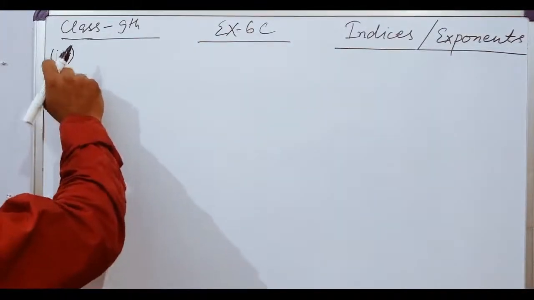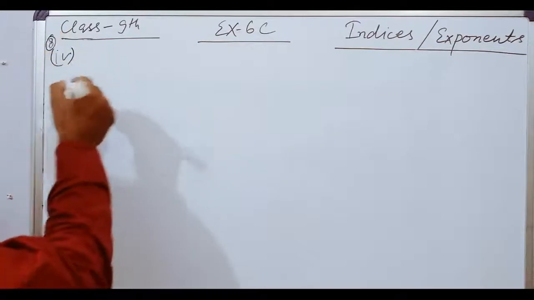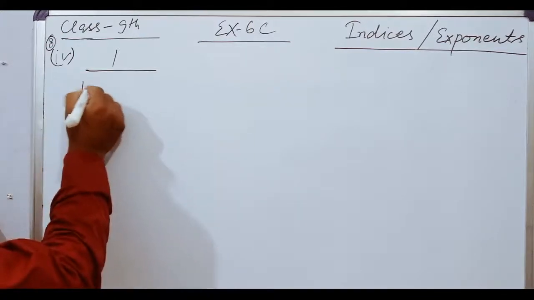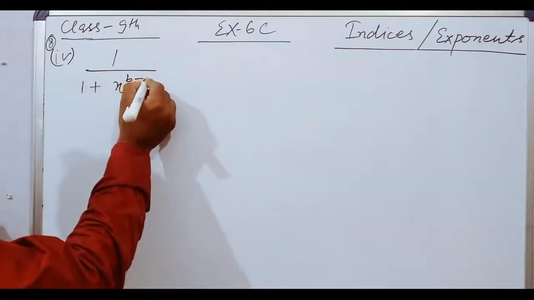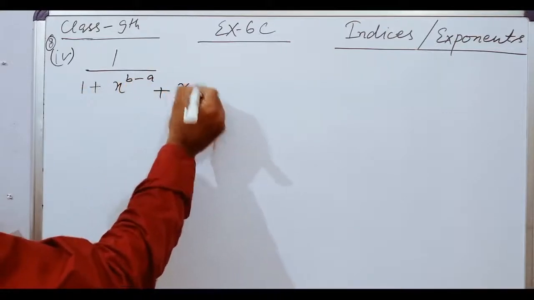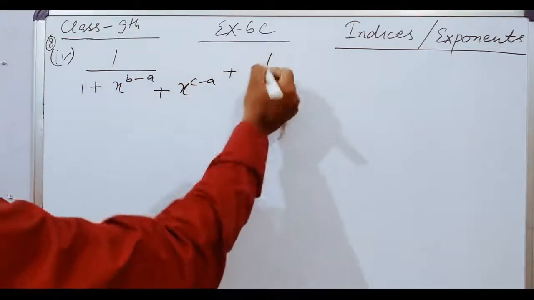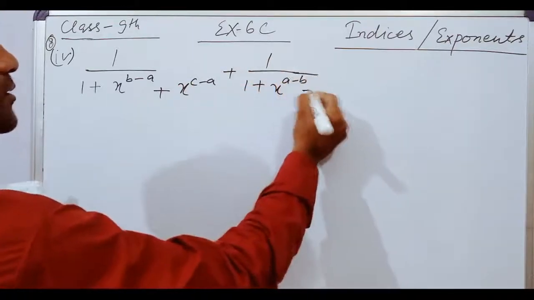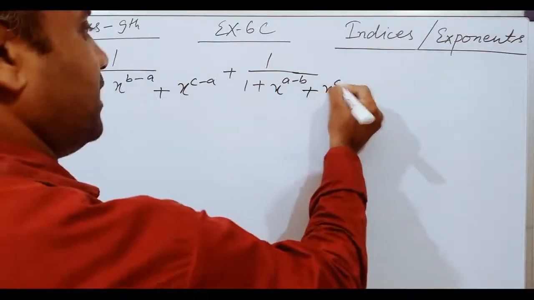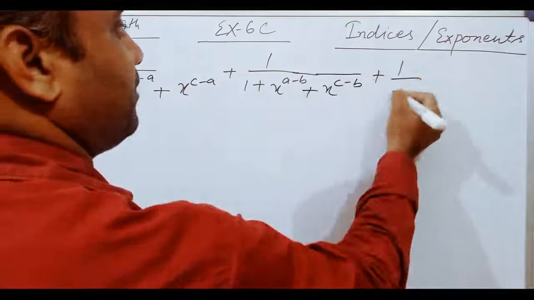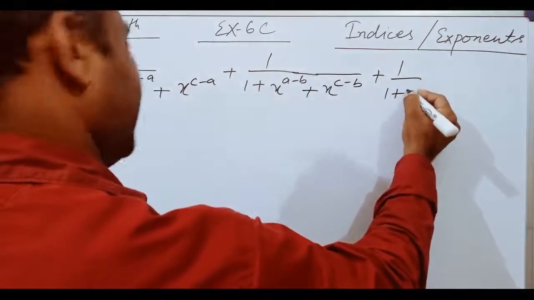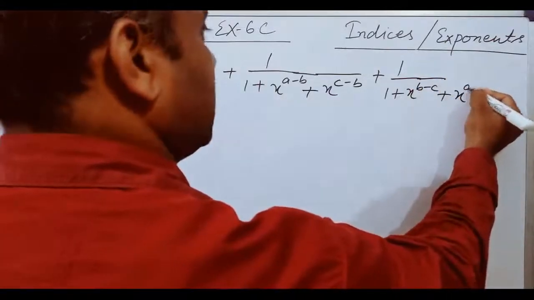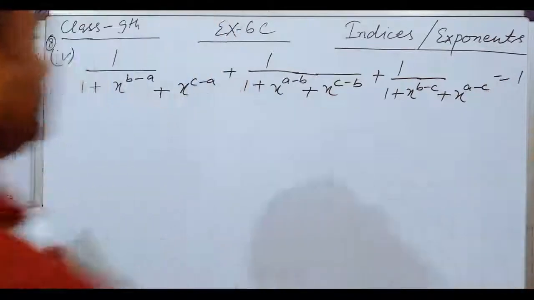Now question number 8, fourth part. We have to prove that 1 upon (1 + x^(b-a) + x^(c-a)) + 1 upon (1 + x^(a-b) + x^(c-b)) + 1 upon (1 + x^(b-c) + x^(a-c)) equals 1.